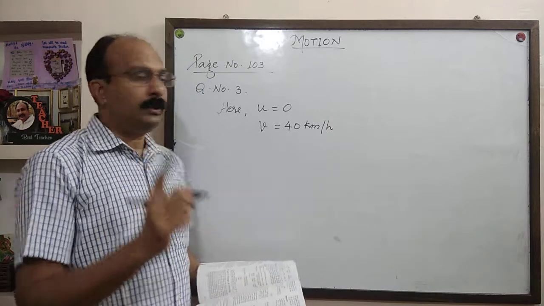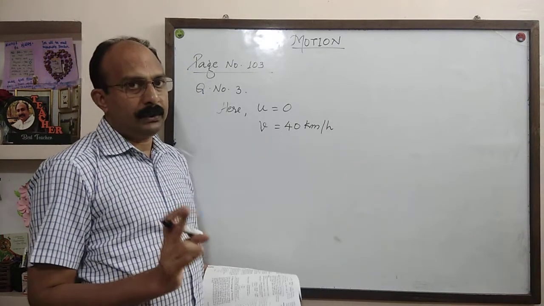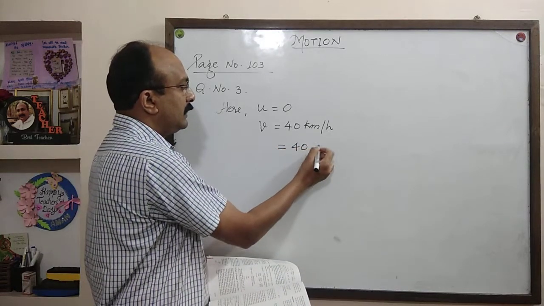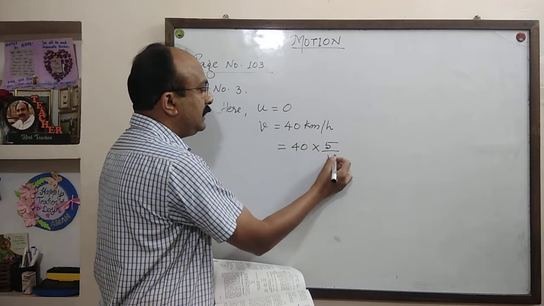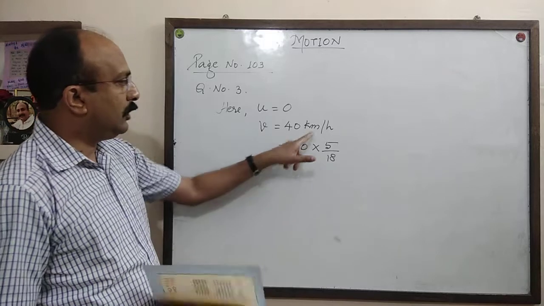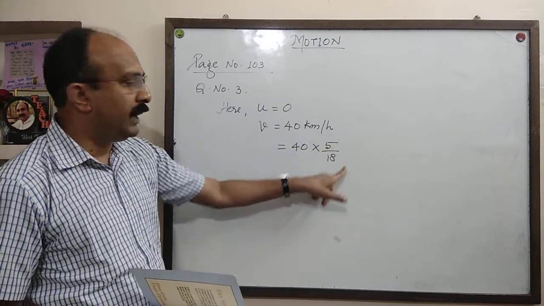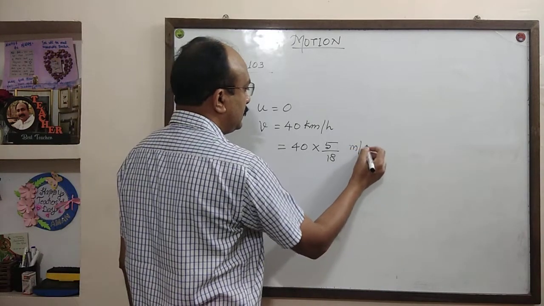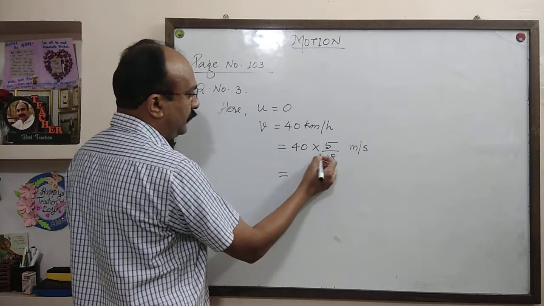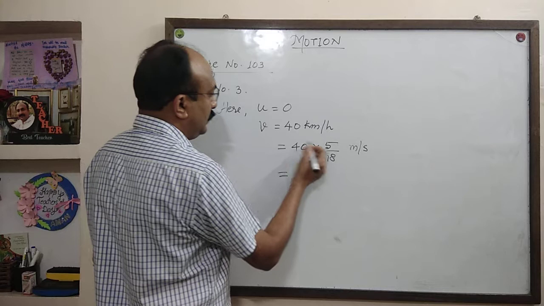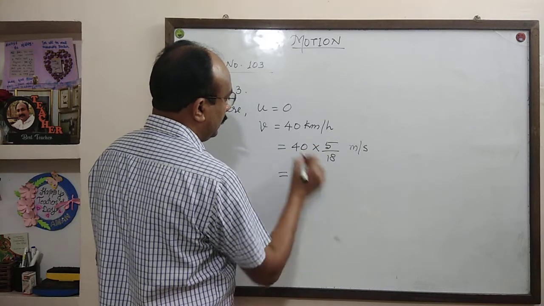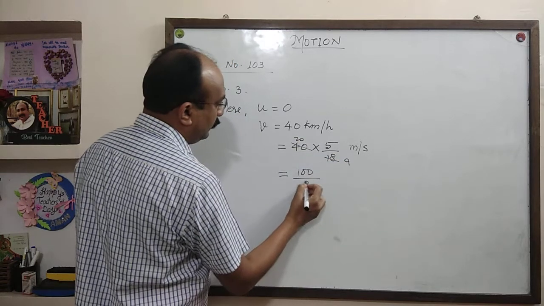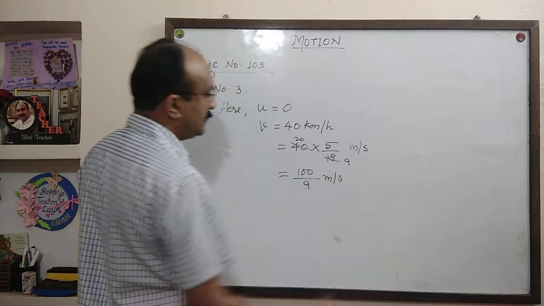In the previous class I told you kilometer per hour is not the SI unit. It must be meter per second. And I told you the conversion also. When kilometer per hour is multiplied by 5 upon 18, it will become meter per second. 40 and 18 can be cancelled, so we get 20 upon 9 into 5, which is 100 upon 9 meter per second.